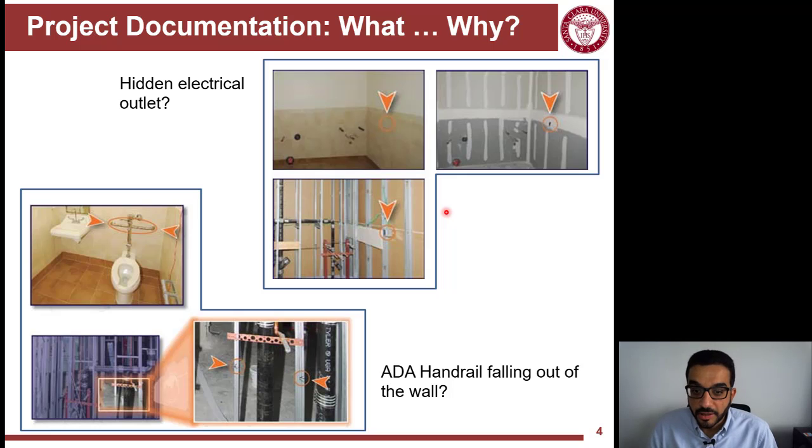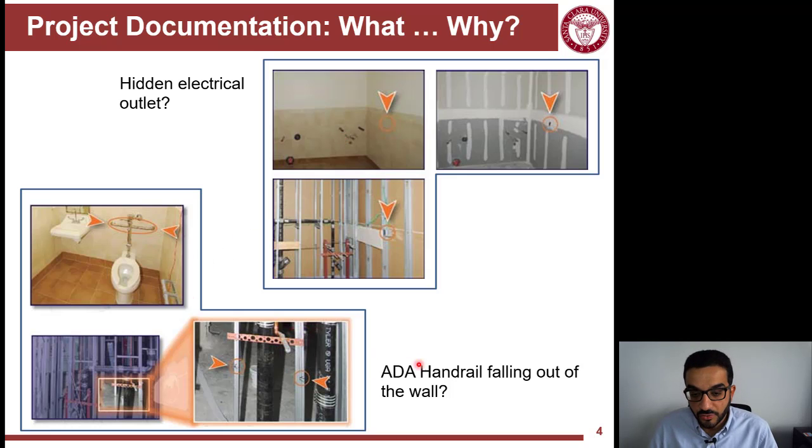So a couple of examples here. The plans show that there should be an electrical outlet in this wall, but you can't find it. What happened? Who's responsible? So you can see here that in the studs they had the electrical box. The drywall they had it, but it seems that the tile contractor didn't pay attention and covered it. So you know who's responsible for that.